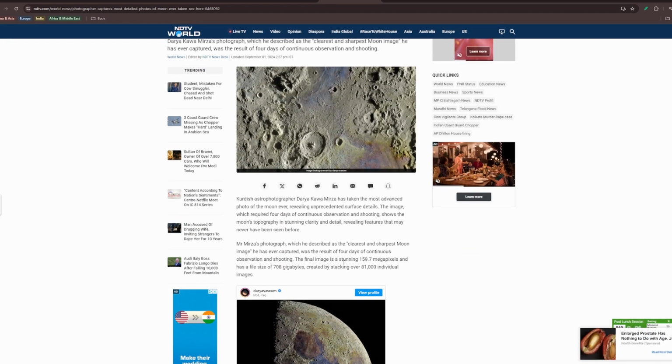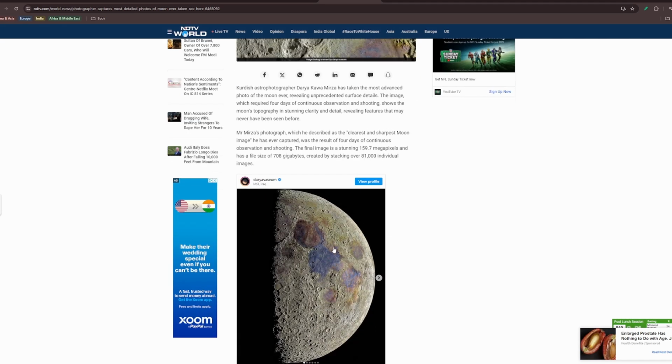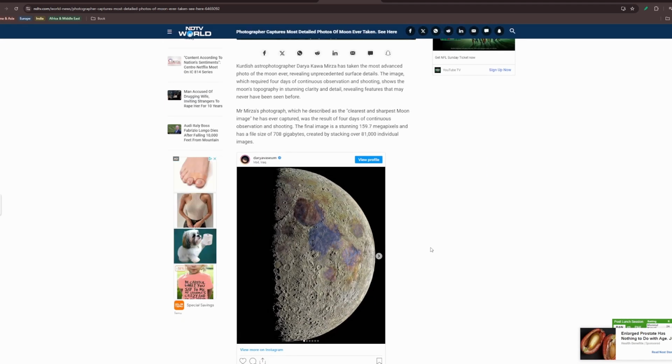It says Kurdish astrophotographer Darya Kawa Mirza has taken the most advanced photos of the moon ever, revealing unprecedented surface details. The image, which required 4 days of continuous observation and shooting, shows the moon topography in stunning clarity and detail, revealing features that may have never been seen before.